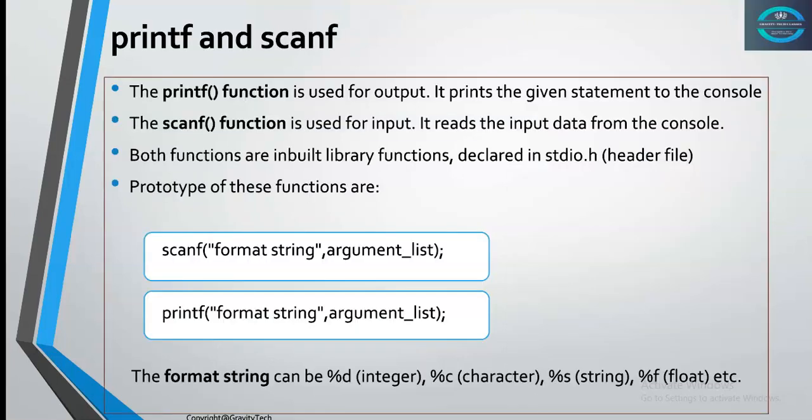So what exactly are printf and scanf? The printf function is used for output. It prints the given statement to the console. The scanf is a function used for input. It reads the input from the console. Both functions are inbuilt library functions. Those are declared in the stdio.h file. That's why we always include that file at the beginning of every C program.